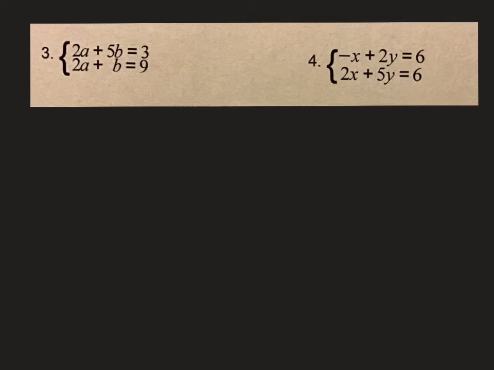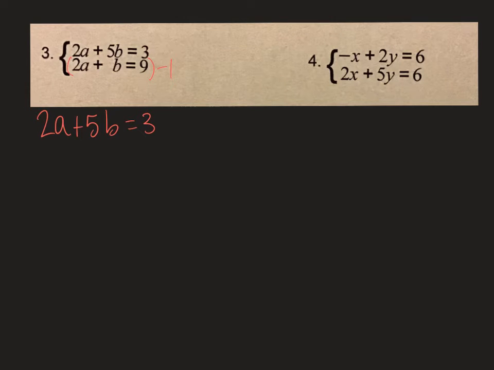Okay, so we're going to add just a slight difficulty to these next two problems. They're not necessarily going to already be able to be added together, but in number 3, we've got 2a plus 5b equals 3, 2a plus b equals 9. So we already have a 2a and a 2a. The only thing that one of those needs is to be a negative. It doesn't matter which one you do. I'm going to multiply that second equation by -1. So I'm going to leave my first equation alone.